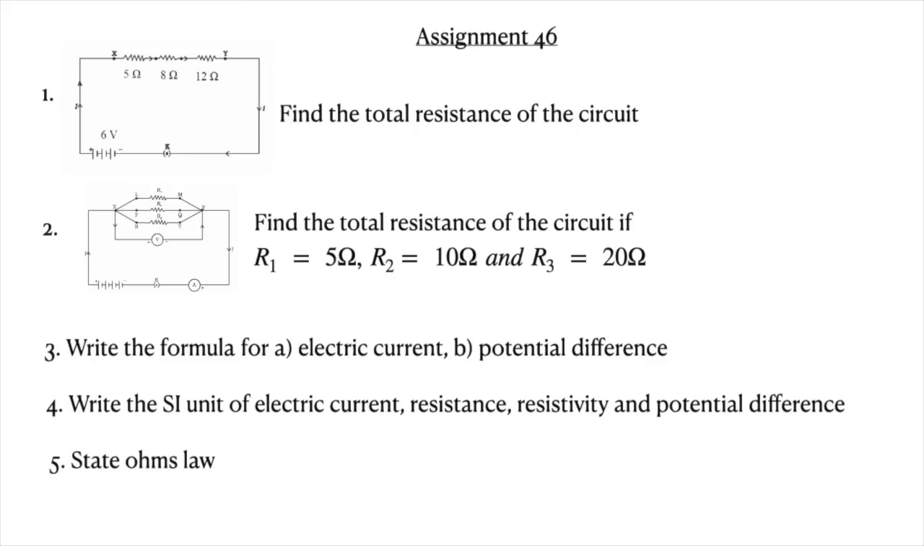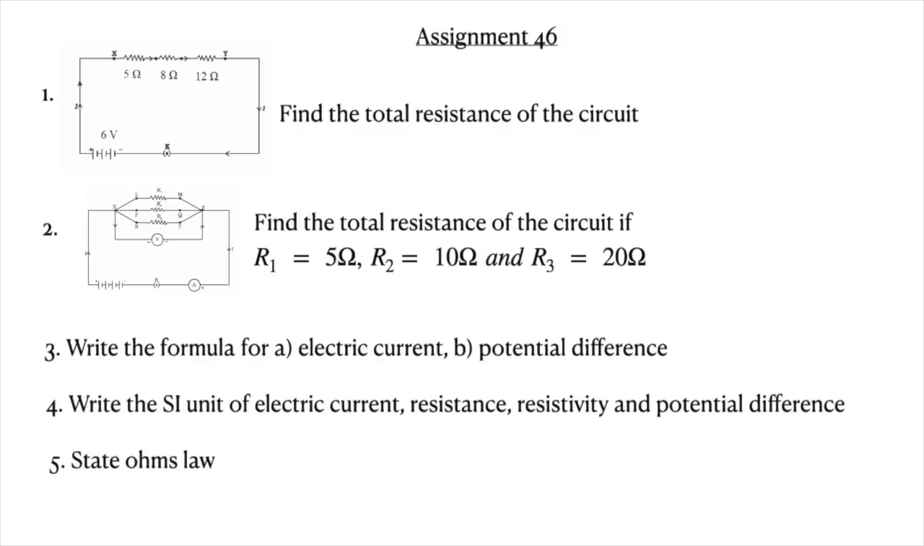Assignment number 46. The first question is, a circuit with 3 resistors, 5 ohm, 8 ohm, 12 ohm, connected in series. You have to find the total resistance of the circuit. Question number 2. Again, 3 resistors are connected in parallel, of 5 ohm, 10 ohm and 20 ohm. And you have to find the total resistance of the circuit by using the formula.